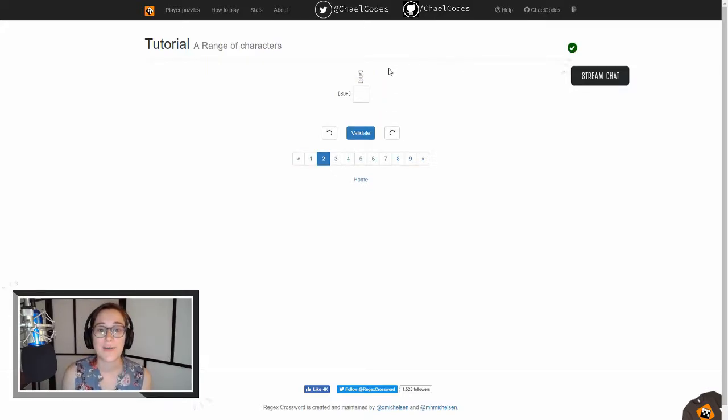All right, so these brackets define a character set, right? So whatever is inside of this is what this has to match. So we have A, B, or C, and we have B, D, or F. Now, B is in both A, B, and C, and B, D, and F, so we know that B is our answer.